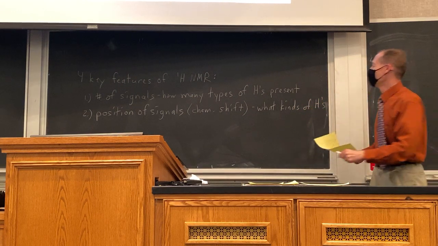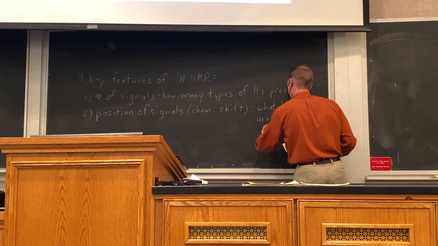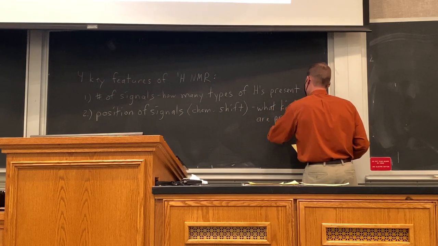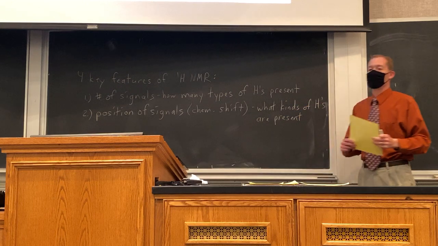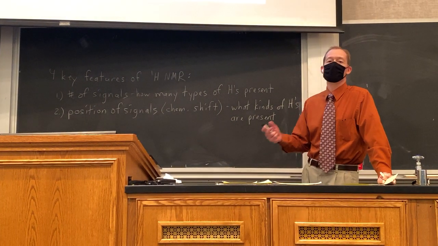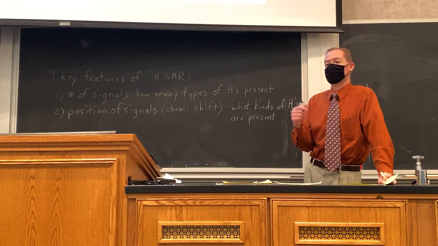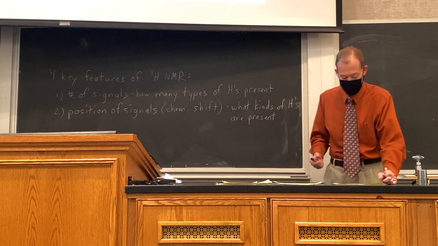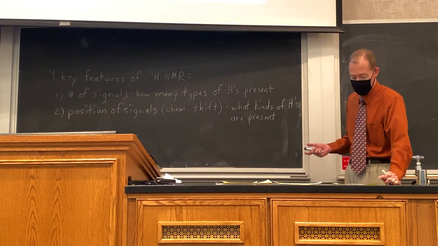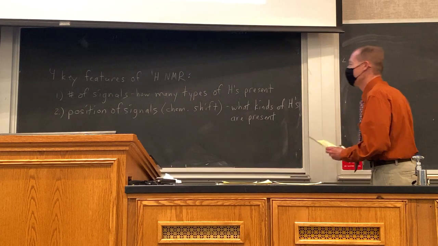Okay, so we have how many types. We can learn what kinds of hydrogens they are. Are they attached to an sp2 carbon or an sp3 carbon? Are they attached to a carbon that has an oxygen or a nitrogen attached to it? This is what we mean by what kinds of hydrogens are present.